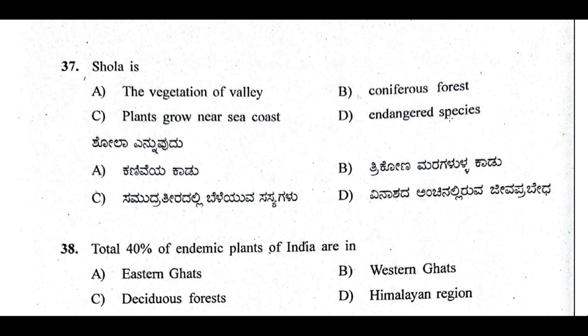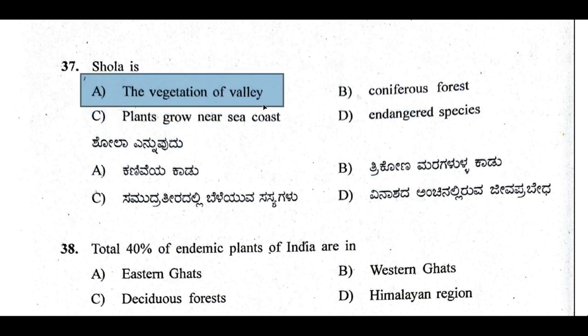Sholas are the local name for patches of stunted tropical mountain forest found in valleys amid rolling grassland in the higher mountain regions of South India, largely in Kerala, Karnataka and Tamil Nadu. So option A, the vegetation of valley, is the right answer.